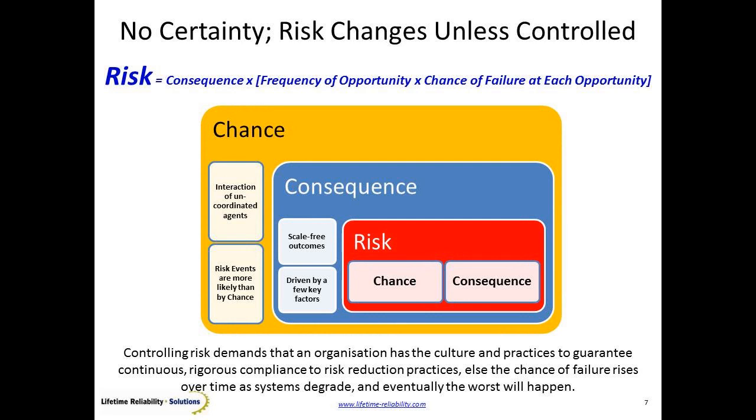So we have the three components of risk. We typically consider the chance and the consequence. Within that chance also includes the opportunity aspect of it. Now, risk is what they call scale-free. Scale-free means one situation can lead to a very small problem, and the same situation can lead to massive disaster.